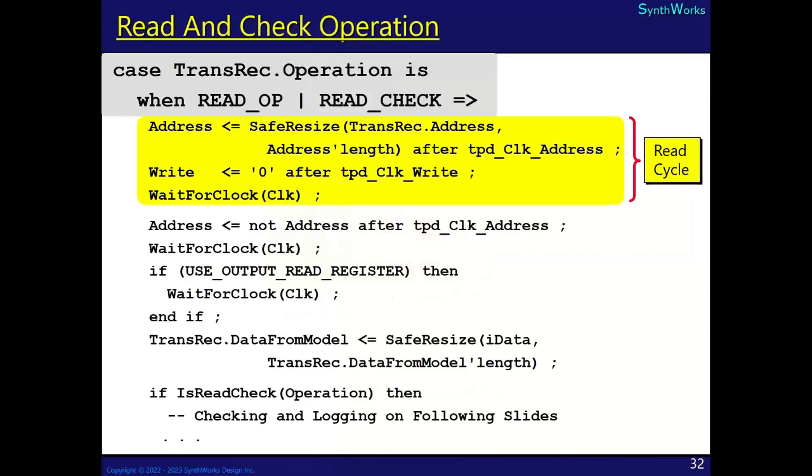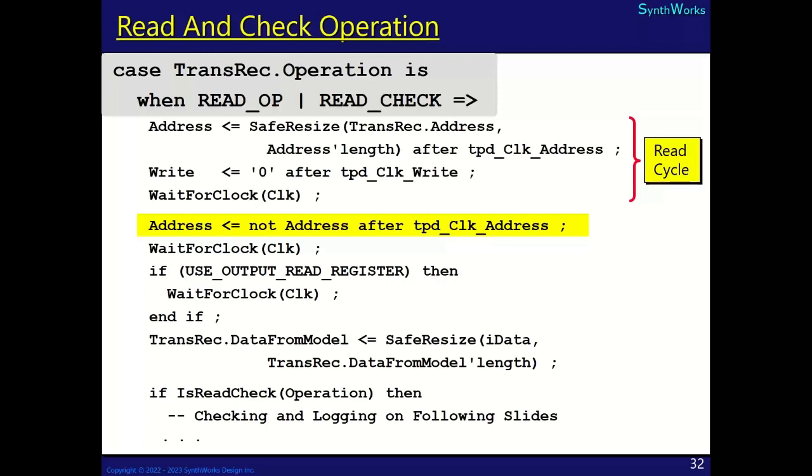All right, so looking at one of the transactions, we're going to look at the read and read check transaction. We kind of bundle them together. Step one of a read cycle is put out the address. Make the control line say that it's a read. The write line is set to 0 to indicate read. And we hold that for a clock. And then the next thing I like to do is destroy the address.